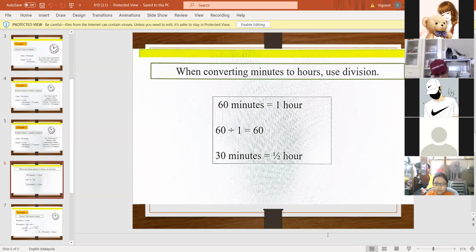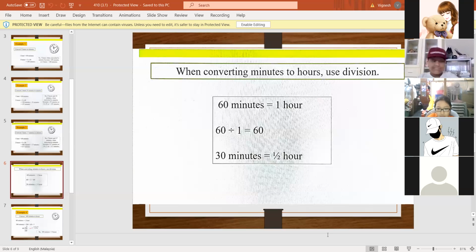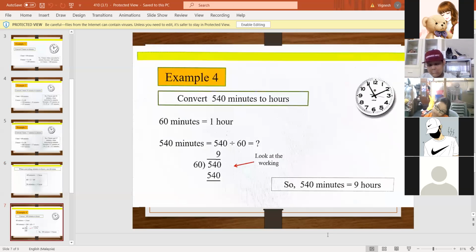Any doubts? Let's say 60 minutes is equal to 1 hour. So it means the 60 minutes there, you need to divide with 1 hour there. It depends on how you are dividing. Later I will show you in an example. Okay, let's see with the example so it will be easier for you.